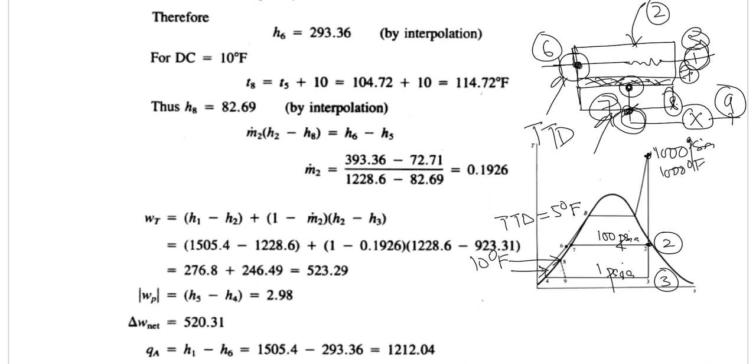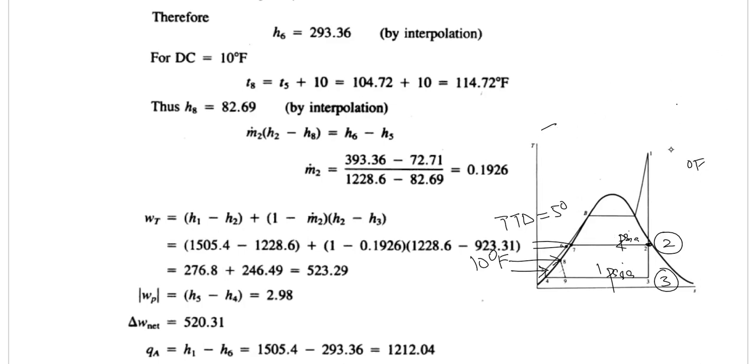So there are two things given. The temperature difference between this point and this point is given, which is the terminal temperature difference of 5 degrees Fahrenheit. And the drain cooler temperature difference between point 0.8 and point 0.5, which is 10 degrees Fahrenheit. So these are two different concepts given in this example. Now let's proceed to the question.